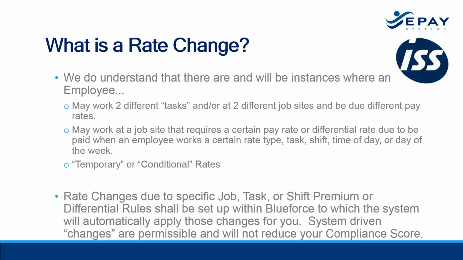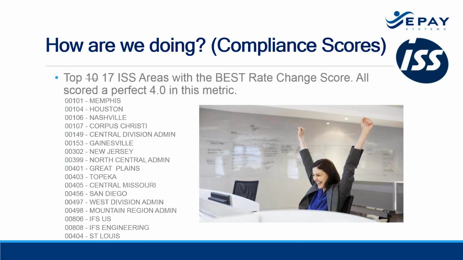I can kind of segue over to the 4.0s. I will say that I normally show the top 10 list here. However, today I can't show a top 10 list. I have to show a top 17 list. We have 17 companies or ISS areas that have a 4.0 in this metric. And as I mentioned earlier, there's no reason why everyone here cannot get a 4.0. So in numerical order by company number, we listed them here as the 17 areas that have the best rate change score. So right now, these locations are perfect.